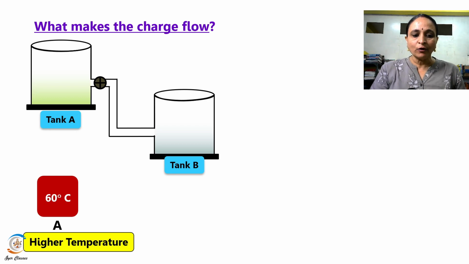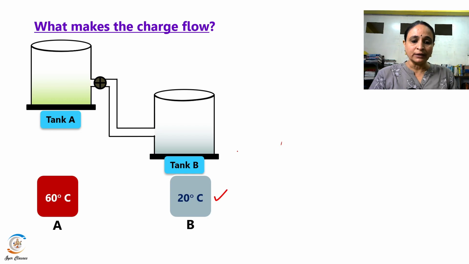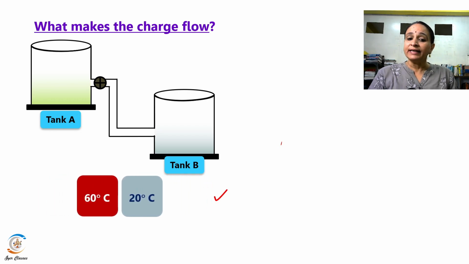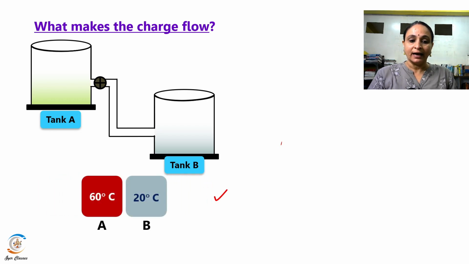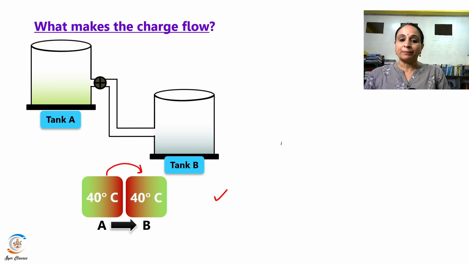Similarly, if you have got a body A which is at 60 degrees centigrade and another body B which is at 20 degrees centigrade, and if they both are brought in contact with each other, you can see that the heat will start to flow from the body at a higher temperature to the body at a lower temperature, and this process continues till both of them achieve the same temperature.